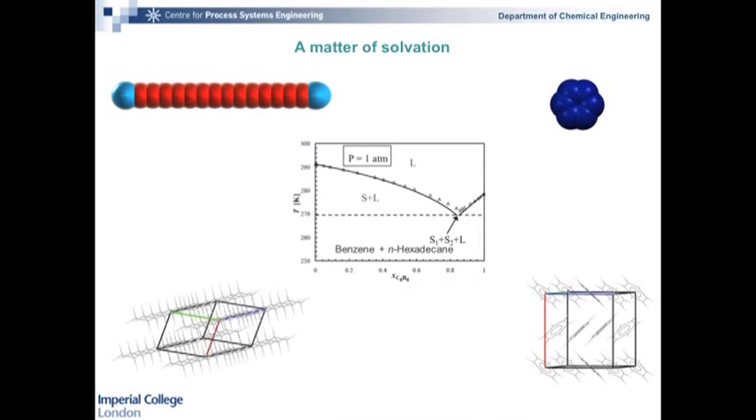So here is a phase diagram for benzene and hexadecane as a function of temperature at 1 atmosphere and the mole fraction of benzene here. And we have, at high temperature, a liquid phase, and then as we cool things down, we have solid phases appearing. You have here on the left hexadecane in its solid form. So this is the most stable crystal structure of hexadecane, and here is benzene. Okay, so we need to be able to model both the liquid phase and the solid phase.